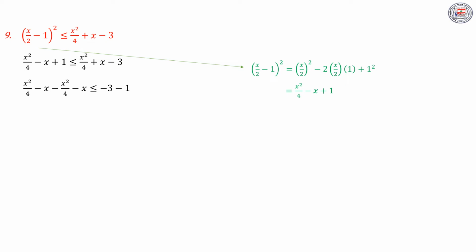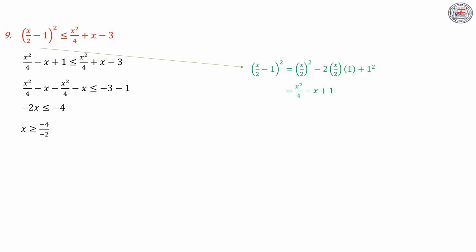We take the variables on the left side and the numbers on the right side of the inequality in the second step. So you get x squared over 4 minus x squared over 4 minus x less or equal to minus 3 minus 1. So minus 2x is less or equal to minus 4.